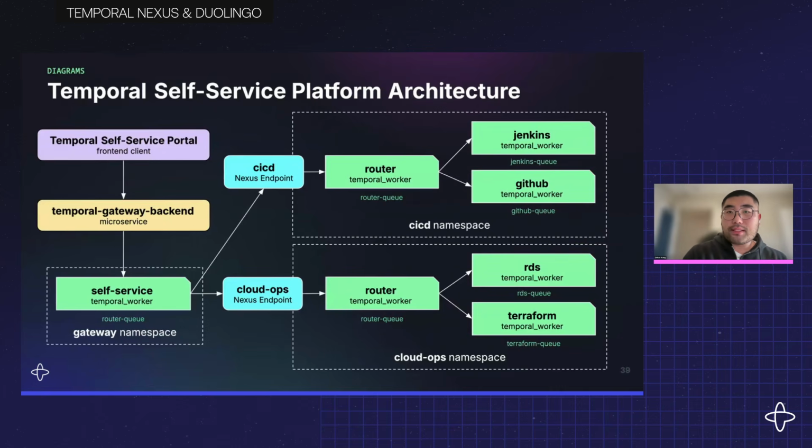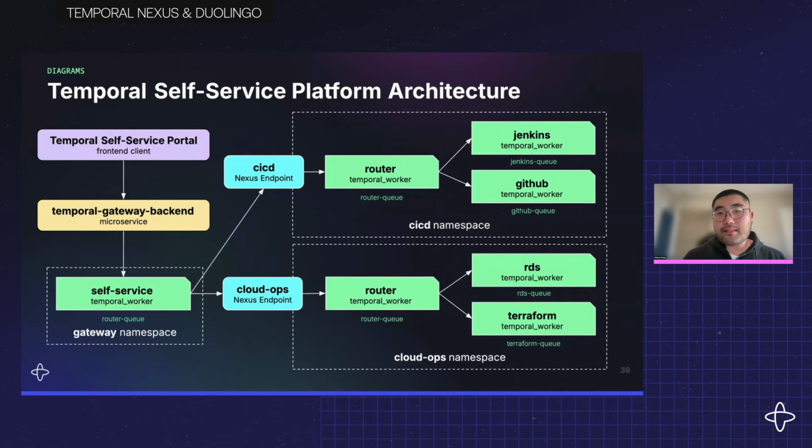So with that, this is what the system looks like in the end. The Temporal self-service portal serves the UI. It uses the JSON schema to render the UI. An engineer can select a workflow, fill in the parameters, which I'm going to show later, and then they can trigger the workflow directly from the portal. Under the hood, the portal triggers the router workflow in the gateway namespace through the gateway backend microservice. And the gateway router workflow initializes the Nexus client and triggers the corresponding Nexus operation.